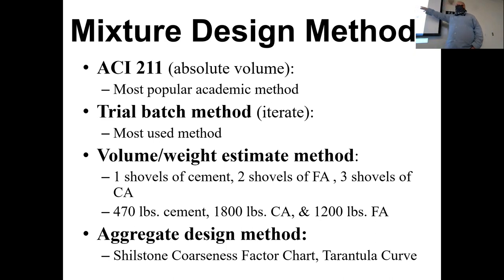The trial batch method is probably the most used method. It's where you really iterate. You might take your materials and design it in one way, or you may already have a previous mix. You may have a really good 3000 PSI mix for a floor slab, and you want to make it into more of a pumpable mix for a wall. And so you might just make some slight adjustments to get there. We'll have a lecture where we talk about that a lot.